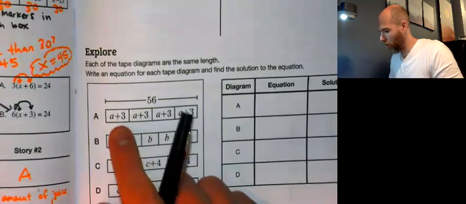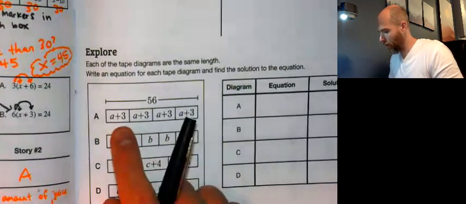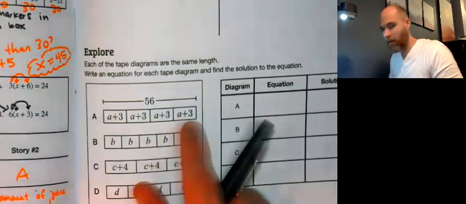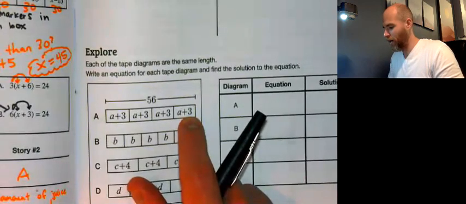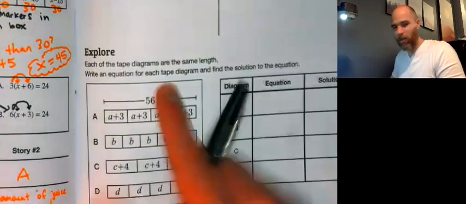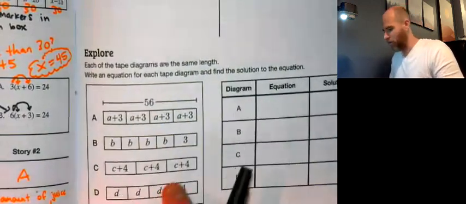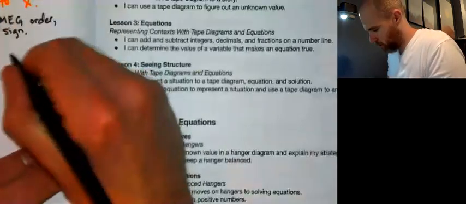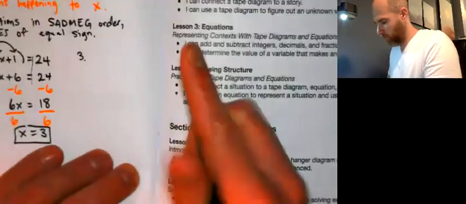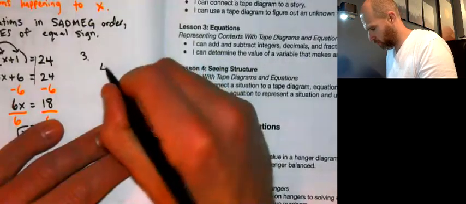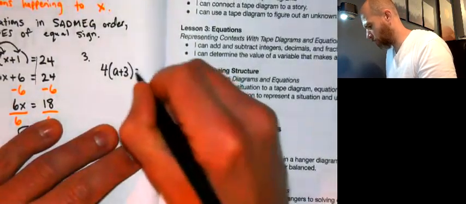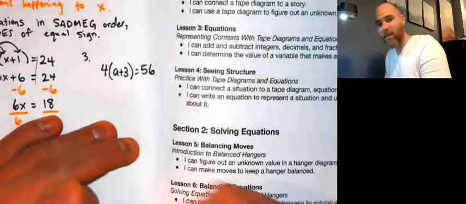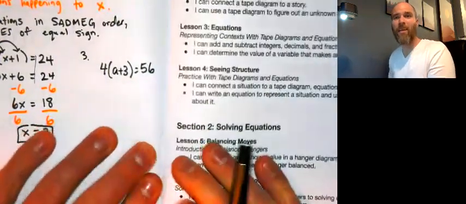So let's see here. I got 4 quantities of a plus 3 here. So that's 4 times quantity a plus 3, and it's supposed to equal 56. All these are going to equal 56. All right, so 4 times quantity a plus 3 equals 56. All right, so this time, I'm not going to distribute first.